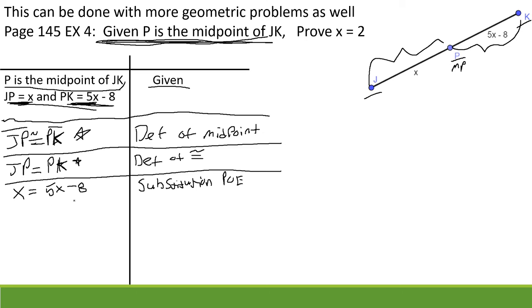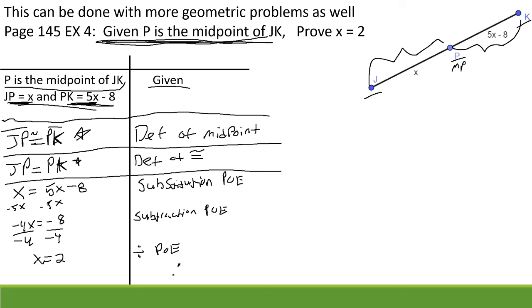So now I'm back to an algebra proof. I can just say, all right, I'm going to subtract 5x to get my x's on the same side. So negative 4x is equal to negative 8. I can do that by subtraction, POE. I should probably put bars here, but I'm not, just to make this a little bit easier. And then divide by negative 4, we get x is equal to 2 by division, POE. And that would be the end of the proof.